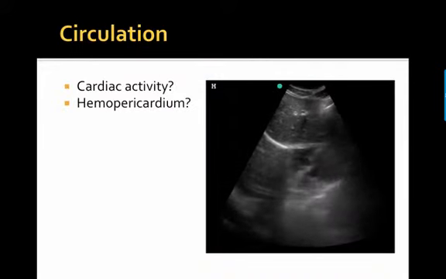So going along with our ABCs, we'll take a look at the heart. So we're asking ourselves, is there cardiac activity? Well, obviously in this image on the right, you can see the heart, it's beating nicely. Now we're going to look for pericardial effusion to tell whether or not there's hemopericardium. Now in this image, you can see a nice bright white outline of the pericardium around the heart, and there's no evidence of a pericardial effusion.